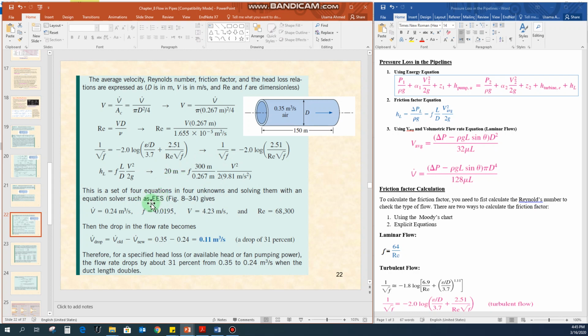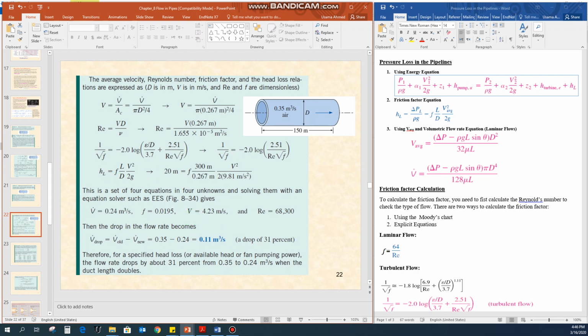So by using this EES system, we got the values for the volumetric flow rate, friction factor, velocity, and the Reynolds number, and these are the values. And the drop in the volumetric flow rate comes out to be 0.11 meter cube per second. This part for the EES system is not relevant to you, but if you know how to use this EES system, that would be fine.